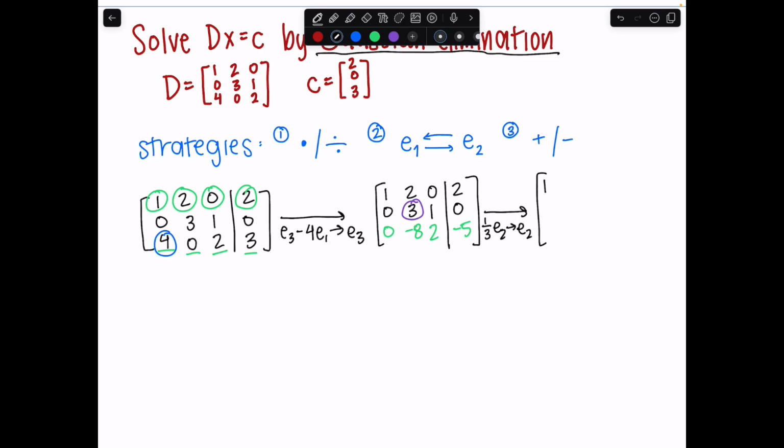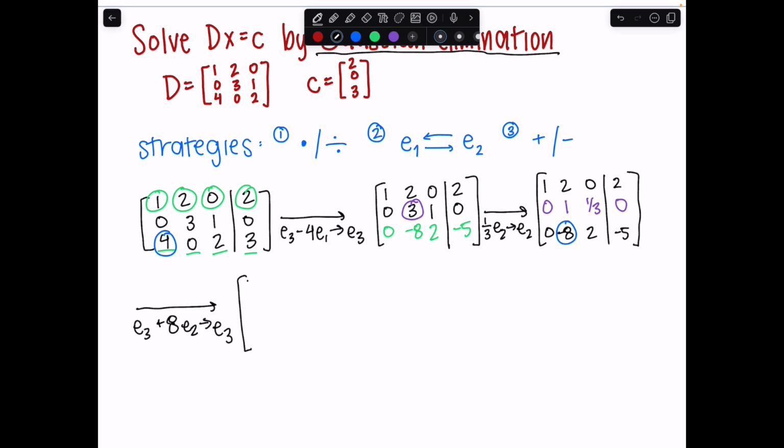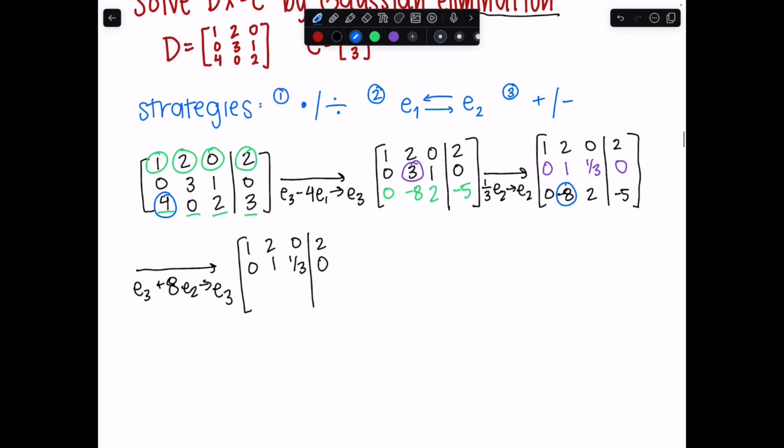Let's transfer over equations 1 and 3. And divide each of these elements by 3. For our next step, let's get rid of this negative 8. We'll do this by taking equation 3 and adding 8 times equation 2 to it. So let's transfer over equations 1 and 2. And now let's add 8 times equation 2 to that. So that will give us 0, 0, 14 over 3, and negative 5.